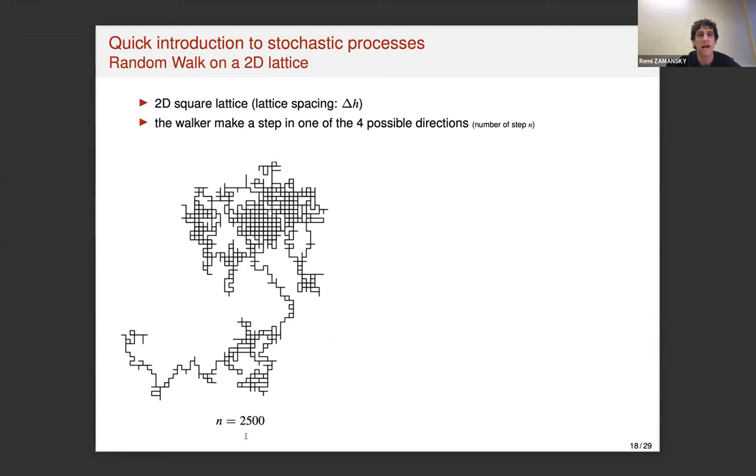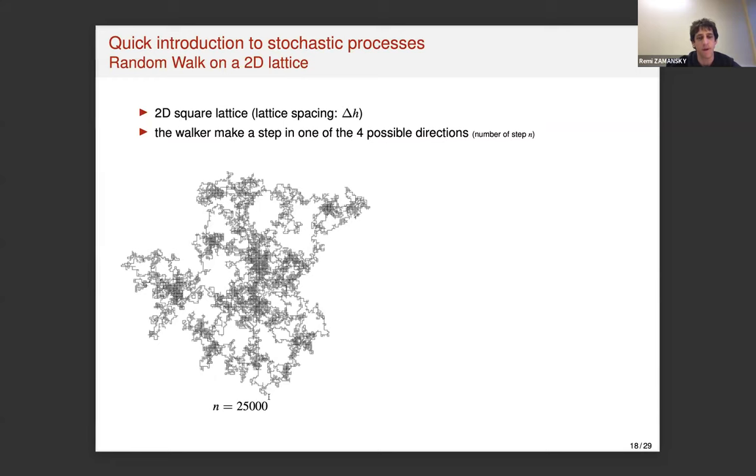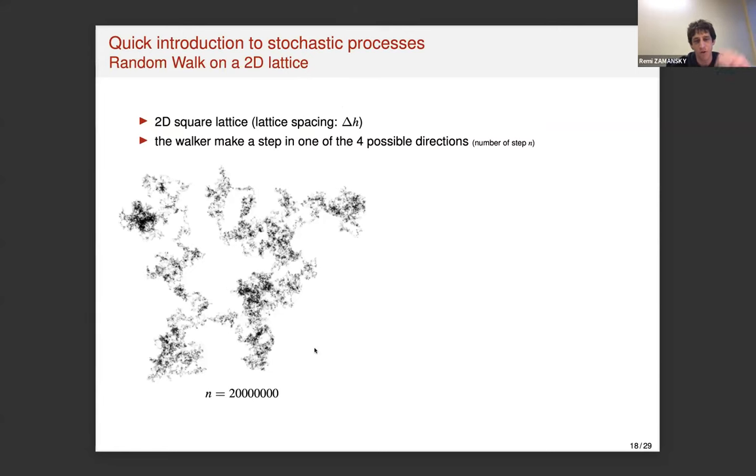Well, 2 minutes. We can start, with everything stochastic, with a random walk. Imagine you have a small walker on a square lattice, and it makes some steps. After 2,000 or so steps, that's the path it has traveled. After many more steps, the walk looks like this. And after a huge number of steps, it will look like that. So the first question you can ask is, what is the end-to-end distance that the walker has traveled from the initial instant?